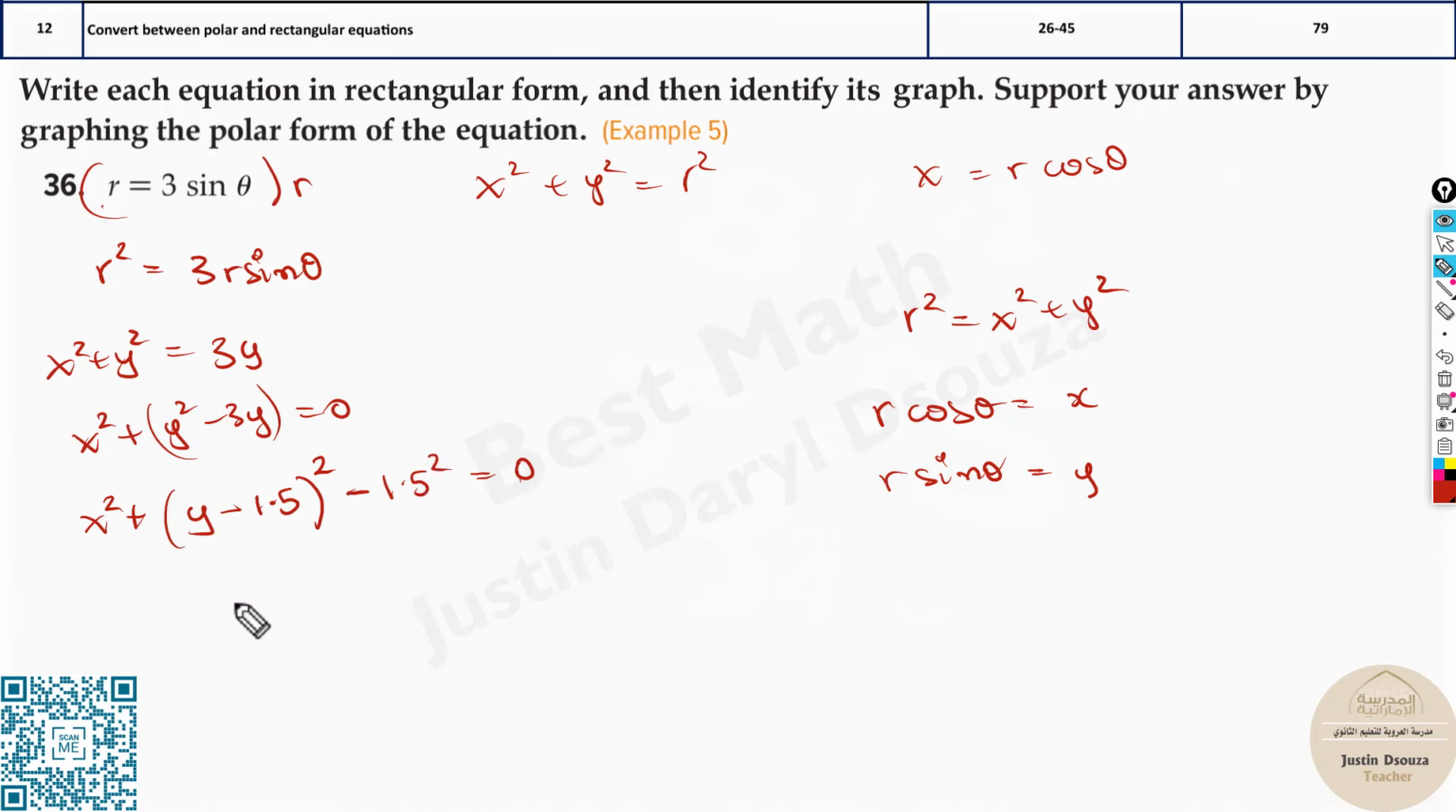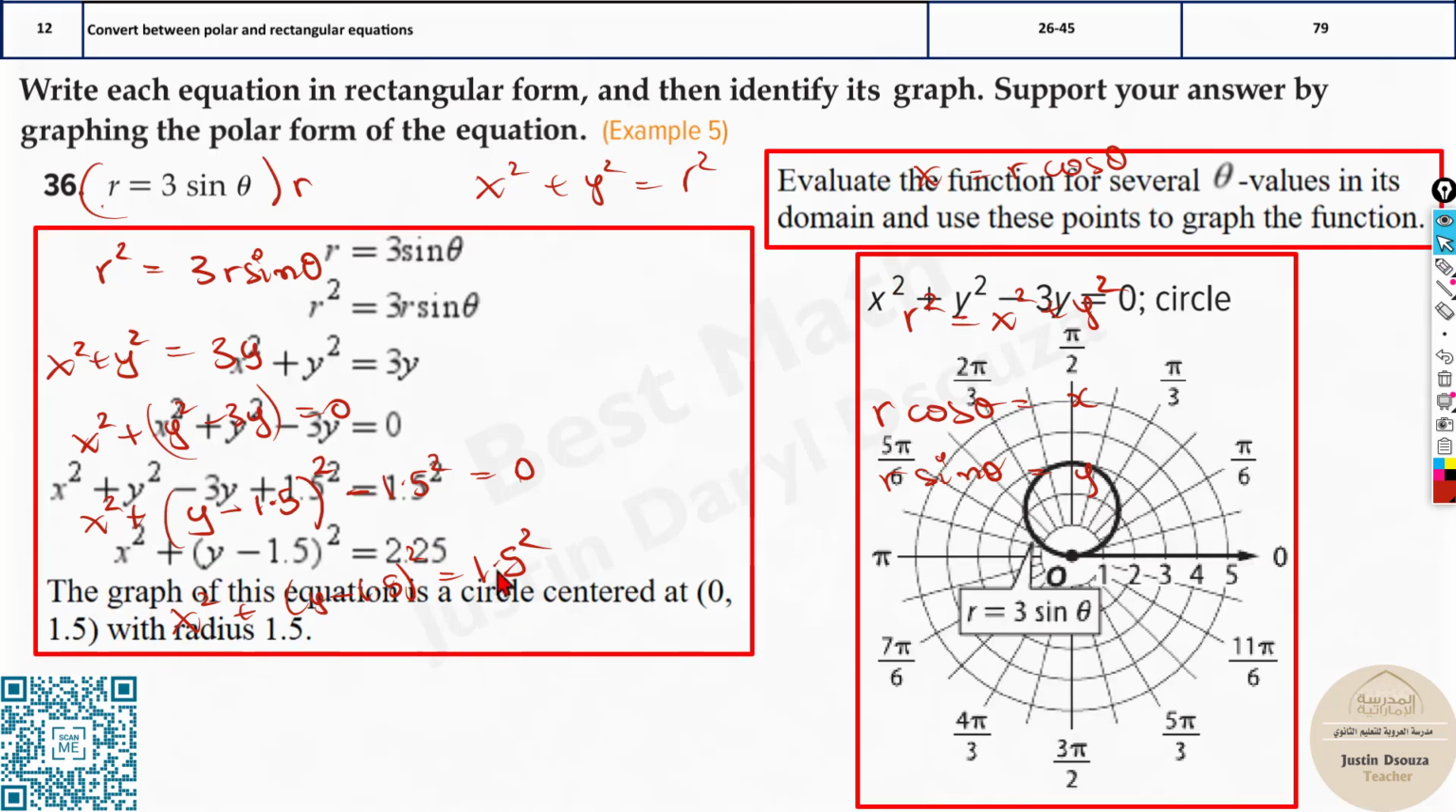Now we'll take this minus 1.5 to the other side. We will have x squared plus y minus 1.5, the whole square, equals 1.5 squared. That would be the final answer. That's a circle over here. You can square 1.5, it'll be 2.25. So 15 squared is 225, right? So yeah, that is the answer.